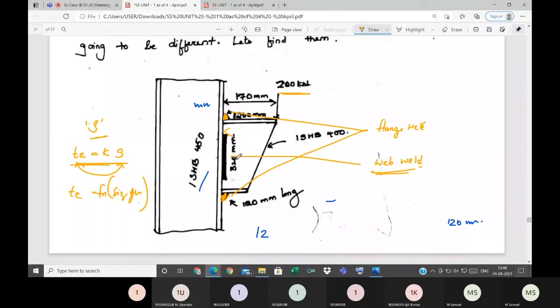But here, the length of the weld is not same, right? See, what is the length of this web weld? 120. And what is the length of this flange weld? Sorry, web weld?